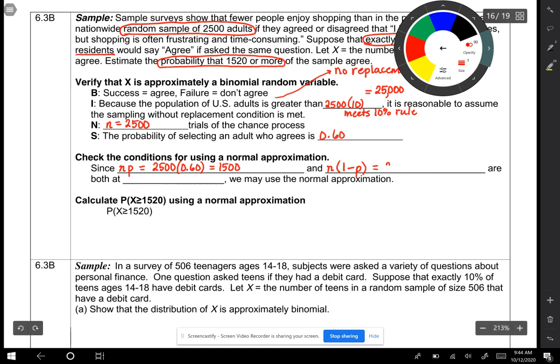So that's 2,500, your sample size, times the probability of failure. Well, success was 0.60, so failure is 0.40. When you multiply those two, you get 1,000. And they're both at least 10 or greater. And that's meeting the normal conditions. So now we can calculate the probability that X is greater than or equal to 1520, because it says find the probability that 1520 or more of the sample agree.